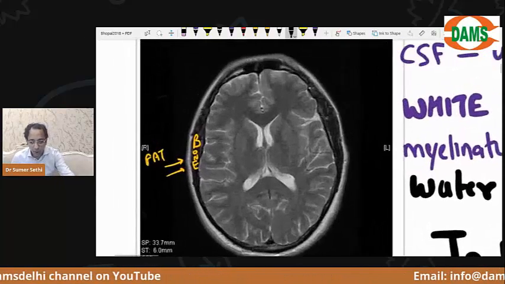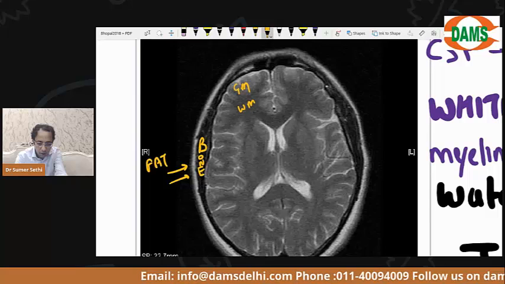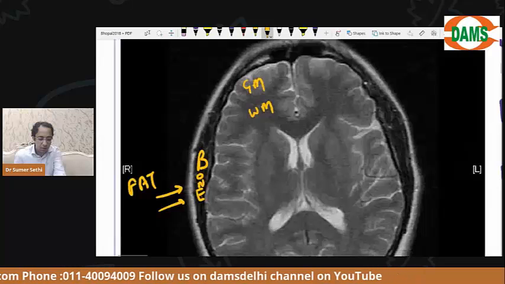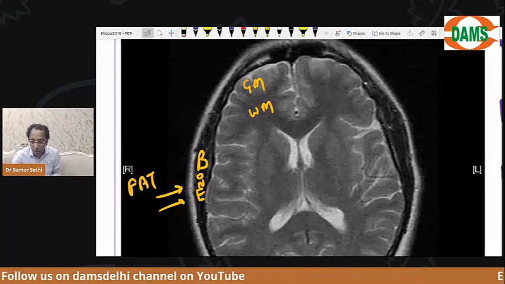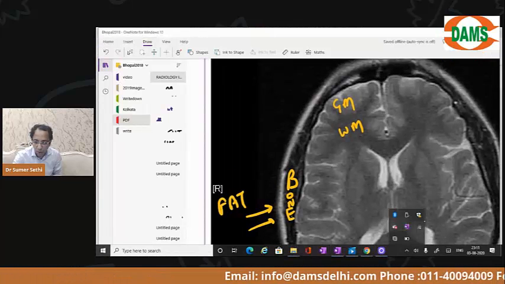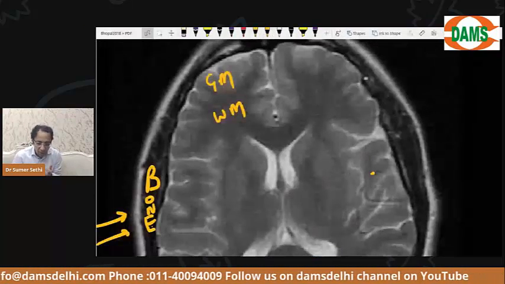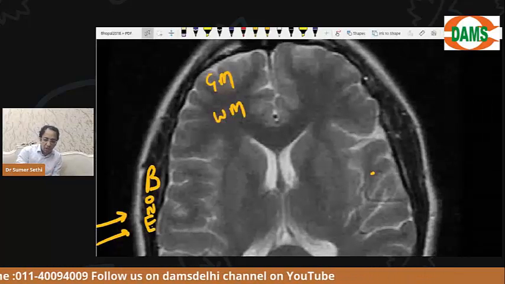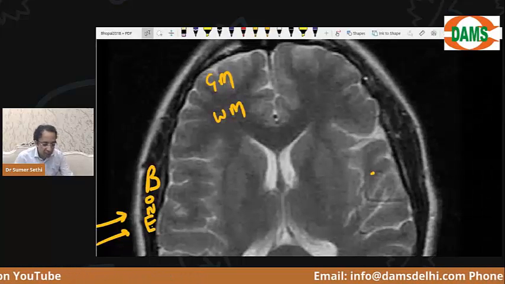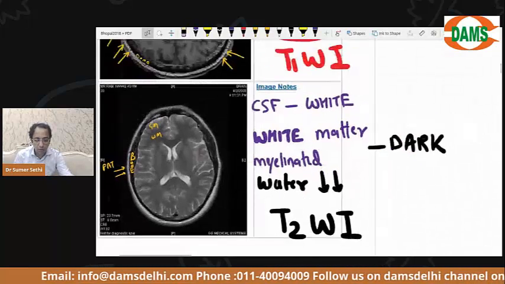Now I want you to look at it. I'm labeling it. So you can now see the gray matter and white matter. If you compare them, I'm sure you are able to do this. Are you able to see the gray matter and white matter? When you compare them, the white matter is darker. In a T2 weighted image, the white matter appears darker than gray matter, while on a T1 weighted image, the white matter was more white.